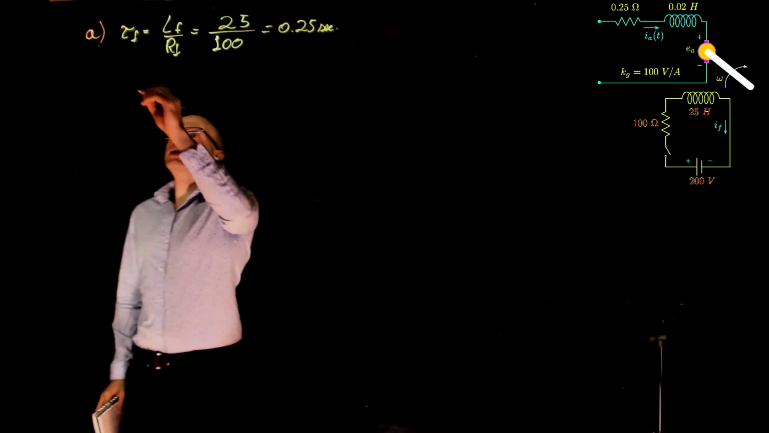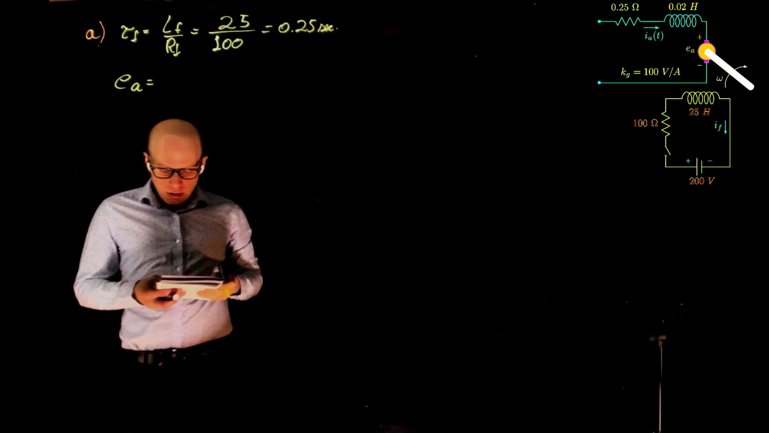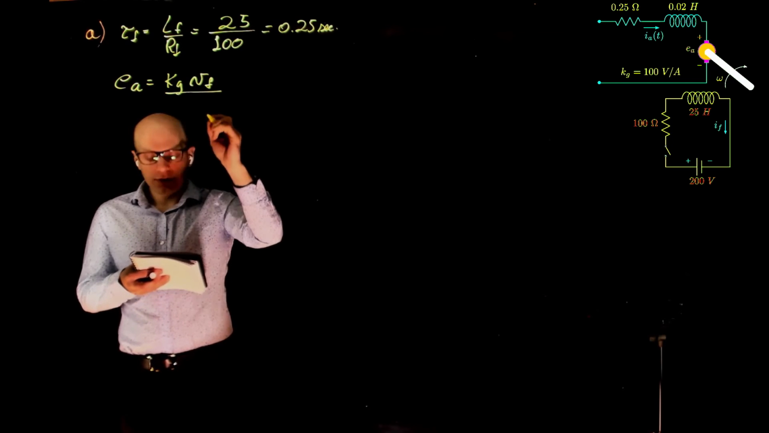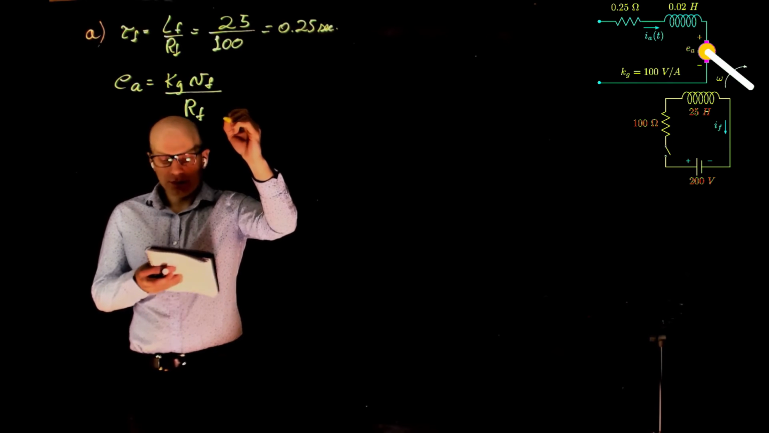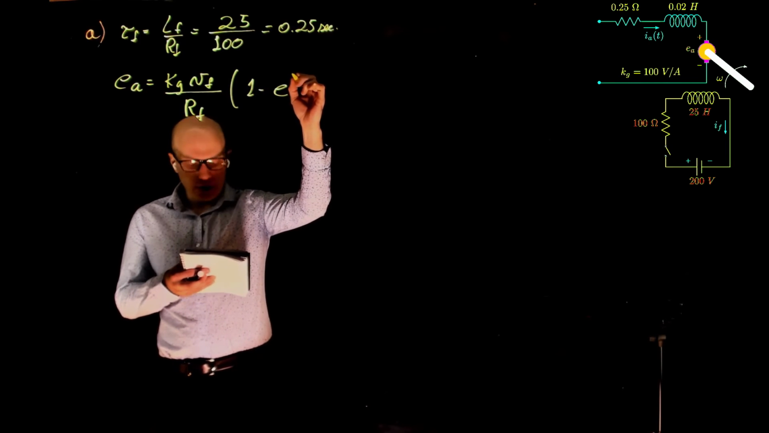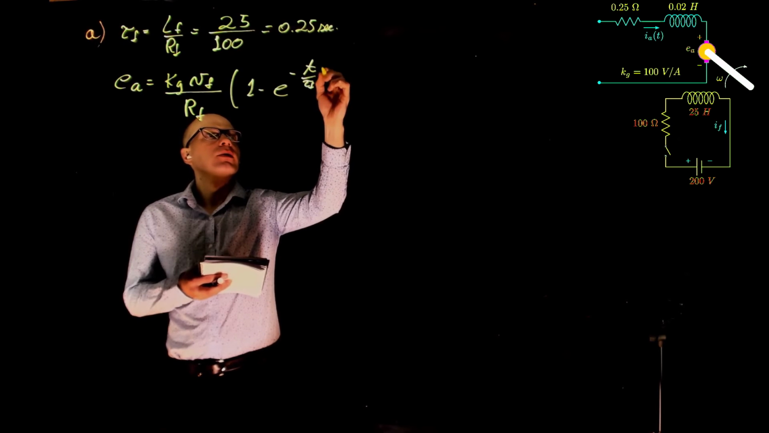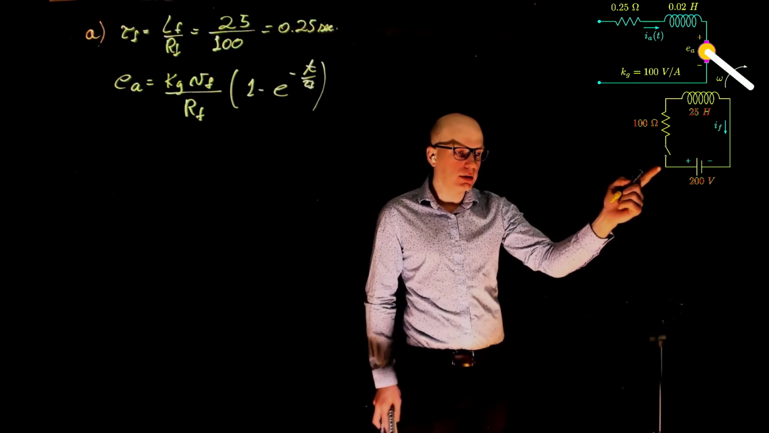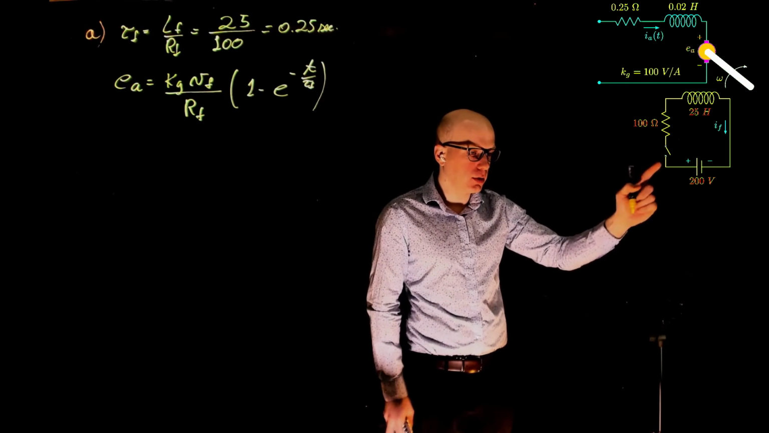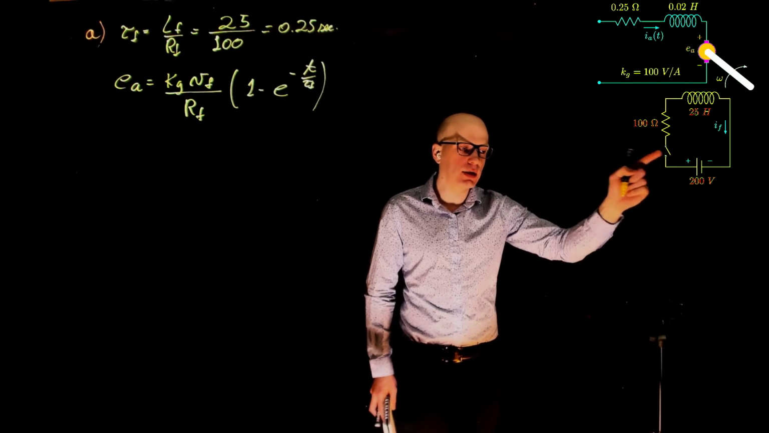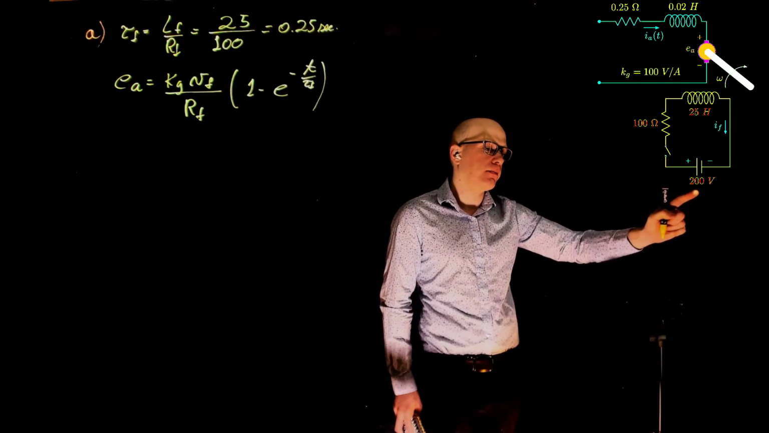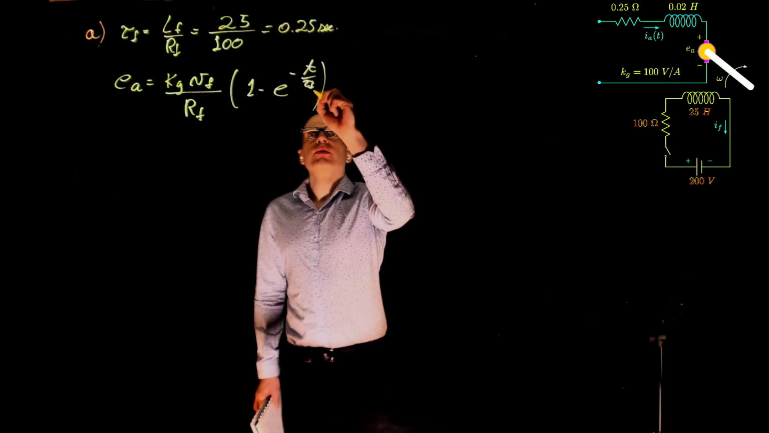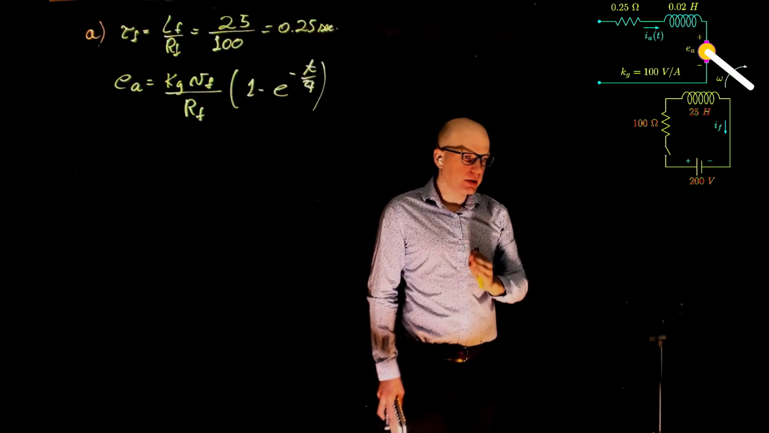The equation for the EMF is something that we calculated before. It was Kg times Vf divided by Rf, times 1 minus exponential of minus t over tau f. Now notice that this equation is the time response of the current to a step input, so it only works if you close the switch. It would be a step input. It is like applying 200 over s. So this only works for a step input.